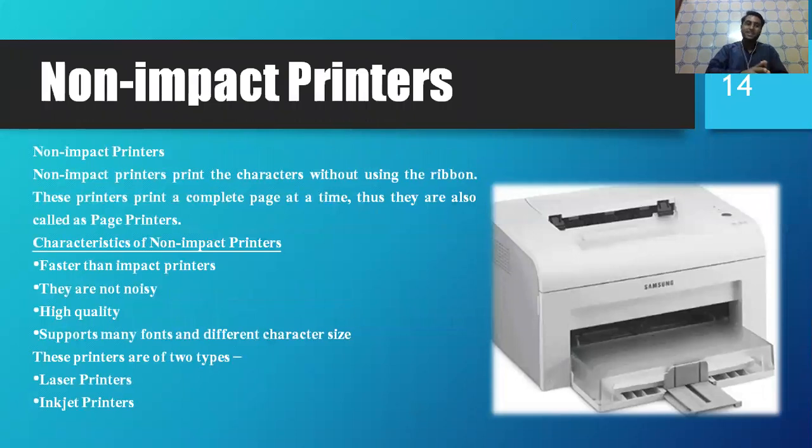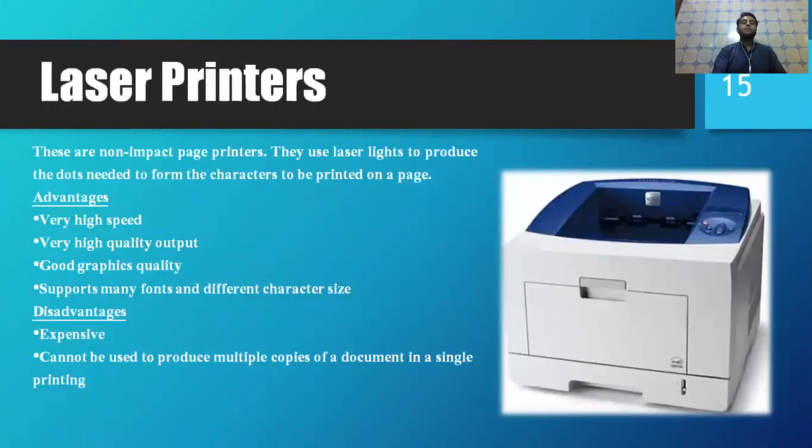Non-impact printer. Non-impact printers print the characters without using a ribbon. These printers print a complete page at a time, so they are also called page printers. Characteristics of the non-impact printer: faster than impact printers, not noisy, high quality, supporting many fonts and different character sizes. Types are laser printers and inkjet printers.